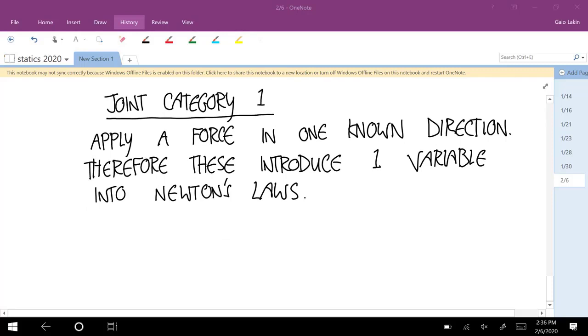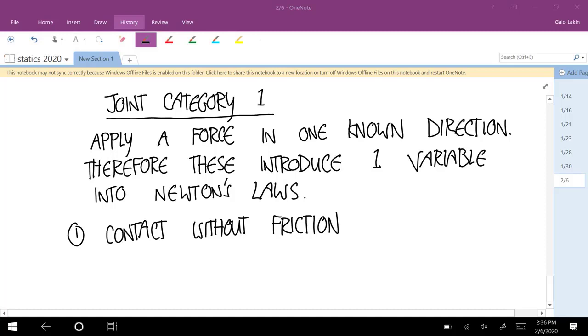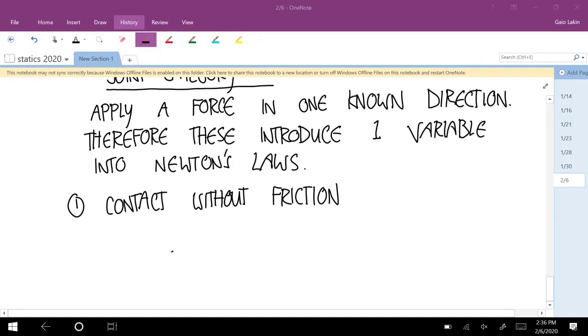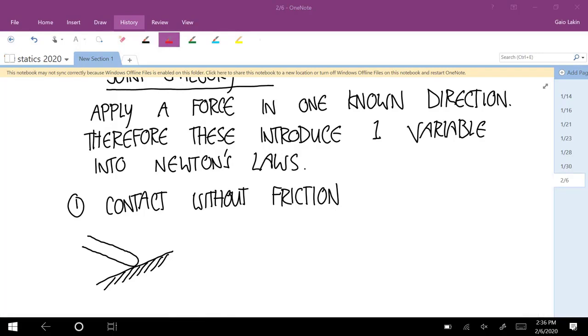Okay, the first one of these is contact without friction. We've already dealt with this one. So this would show up in a problem like this. There's a surface, and then there's a body that makes contact with it like that. Let's say this is body one and this is part of body two.